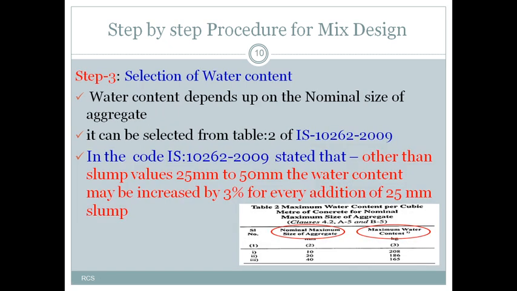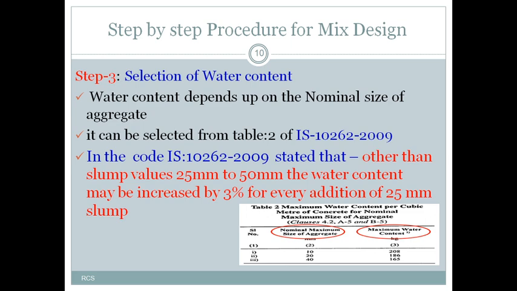Right. The next step would be the selection of water content. So how to select the water content? The water content value depends upon the nominal size of the aggregate. Generally in RCC construction, the maximum nominal size of the aggregate used is 20 mm, and this value can be obtained from Table 2 of IS 10262 2009. And these codal values are subject to some slump values. Your slump value represents the workability of concrete.